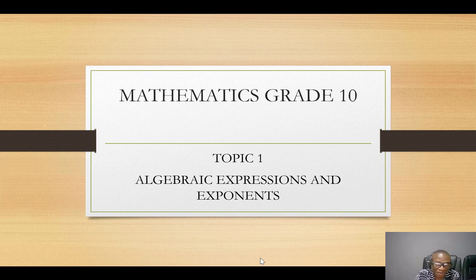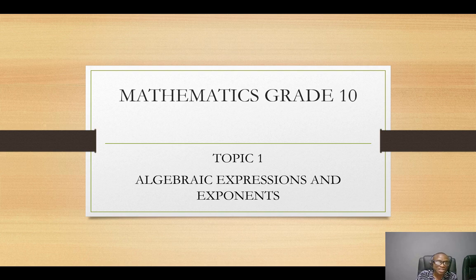And guys, let me emphasize this one. When it comes to the topic of algebra in maths, algebra is very important. Algebra is a building block of your understanding of maths. If you get algebra very well, believe you me, your maths is going to be good. So it's very important for you to understand this topic of algebraic expression and exponent.